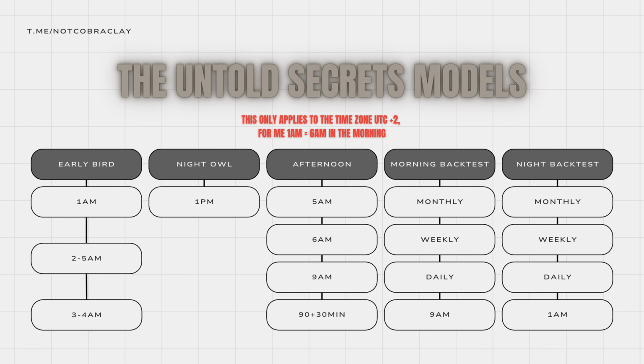Okay, if you don't have time in the morning, but you have a lot of time late at night, you can then trade the 1 p.m. candle, okay, the 1 p.m. model. In the afternoon session, you can trade the 5 a.m., 6 a.m., 9 a.m., and also the 90 plus 30 minute scalping model, which will be explained in the model videos, which will come soon.